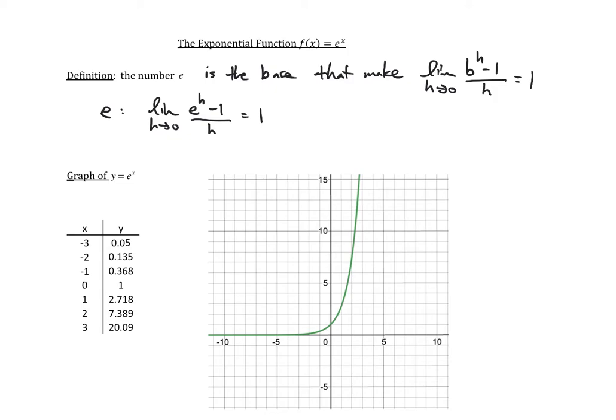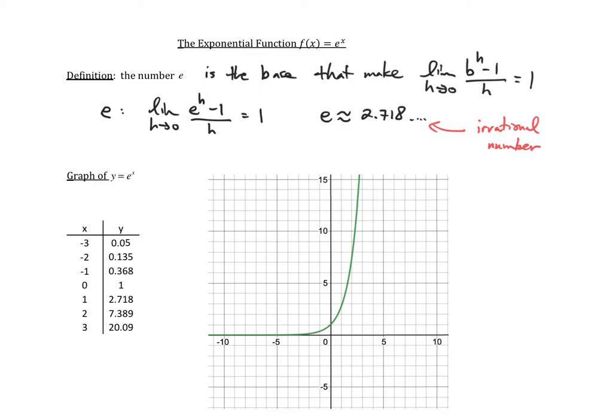Okay, so this number e is approximately equal to 2.718, and it goes on forever, and this is an irrational number. An irrational number just means it can't be written as a quotient of two integers.